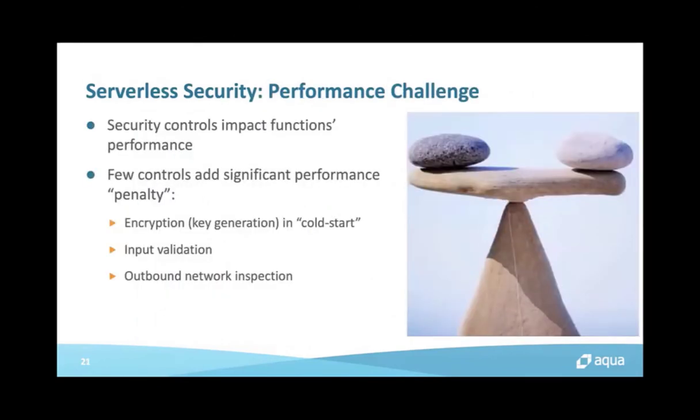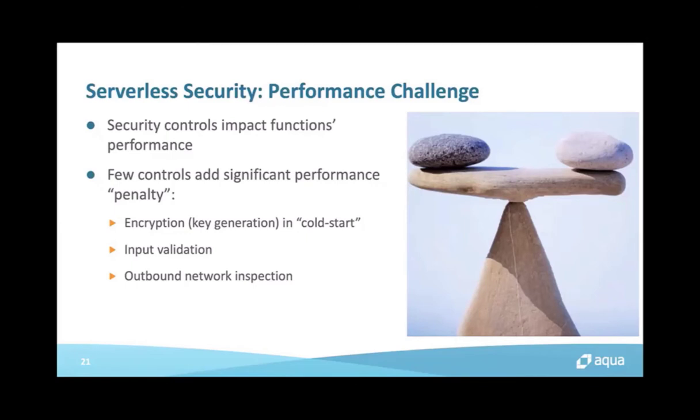And when you're talking about serverless security, you cannot ignore the performance challenge. Security controls can impact your function performance. There are some classical controls that add significant performance penalty, like for example, encryption. You want to encrypt the outputs of your function. You want to encrypt the communication of your functions. So creating a secure channel, generating a key, encrypting traffic, especially when the function starts in a cold start, can extend the duration and can be painful when it comes to performance.